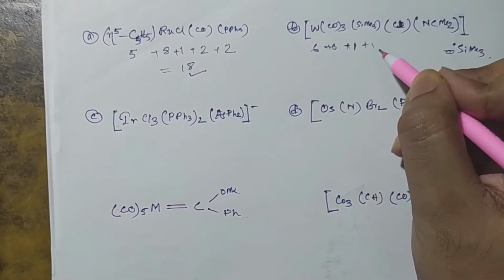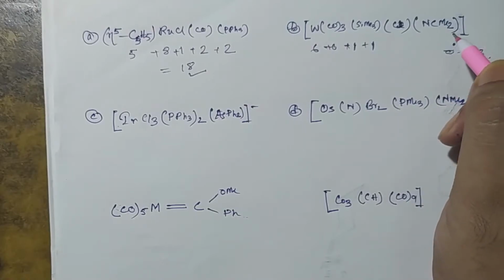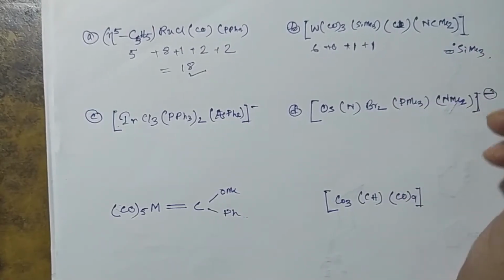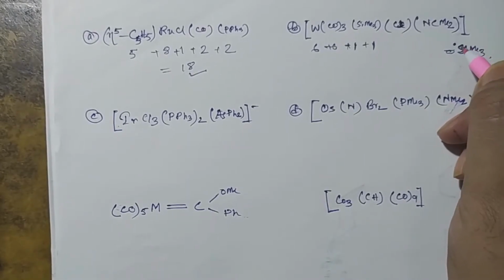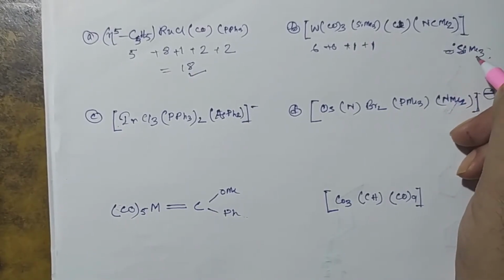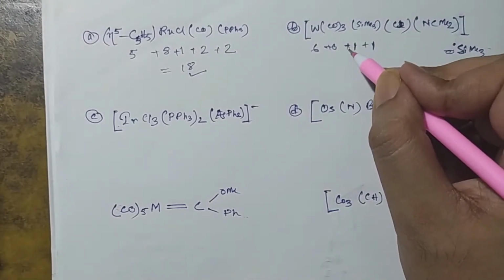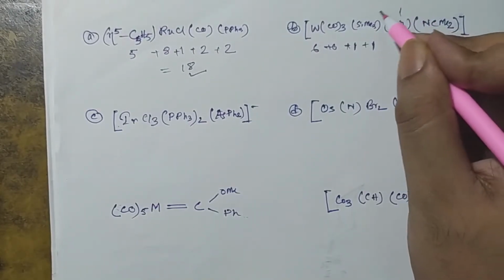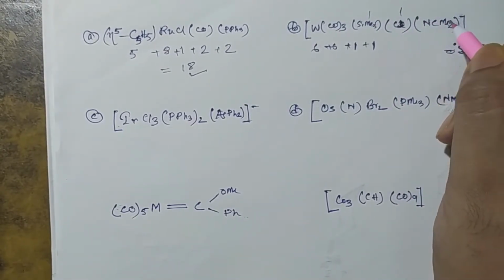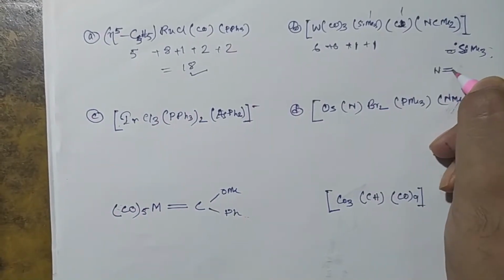Now here, from the tungsten, the number of valence electrons is 6, from the 3 carbon monoxides we get 6, chlorine will contribute 1, SiMe3 also contributes 1, because from the silicon there is 1 electron which is not participating in bonding, the rest of the electrons participate in bonding with Me3, which is why it is 1 for SiMe3. And there is NCMe2, so just write the structure.